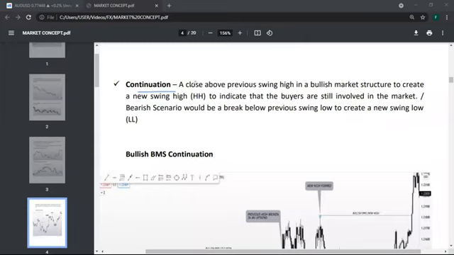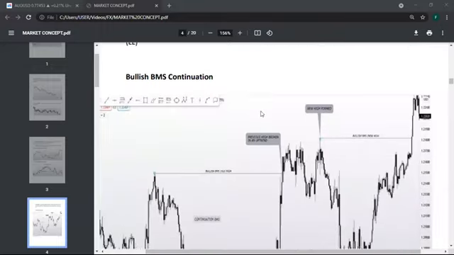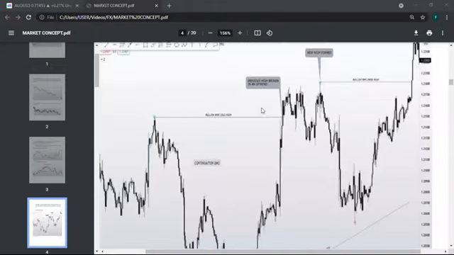Now this is continuation. We say that a continuation is a close above previous swing high in a bullish market structure to create a new swing high, a higher high, to indicate that the buyers are still involved in the market. Or a bearish scenario would be a break below previous swing low to create a new swing low, a lower low. What does that mean? Now, I think I explained that previously.